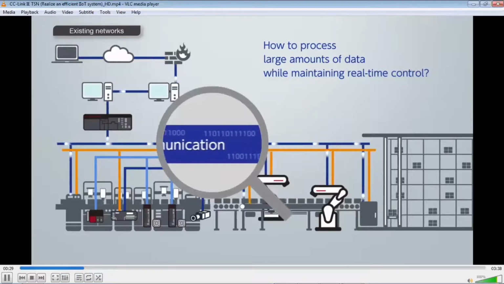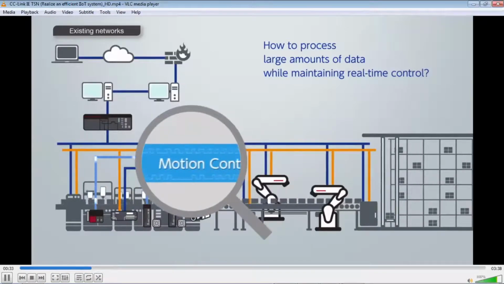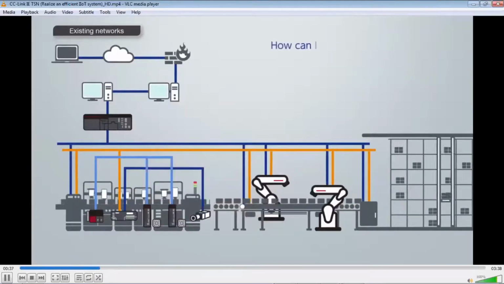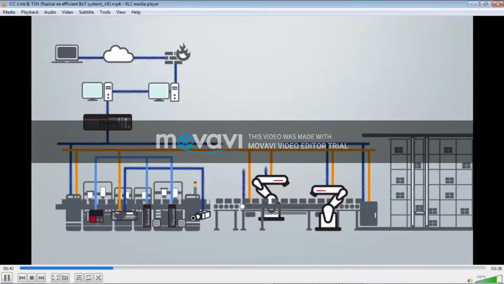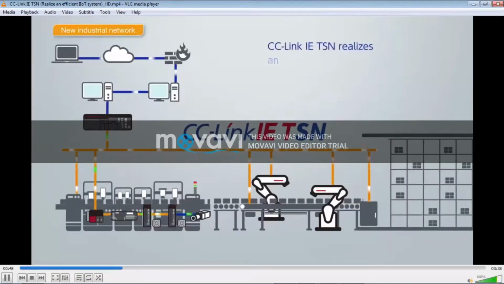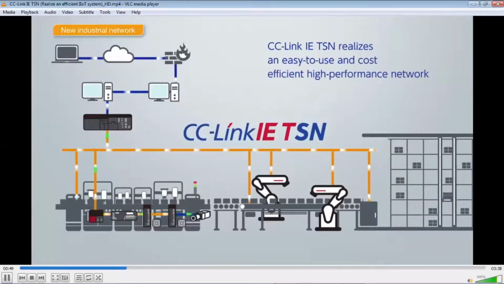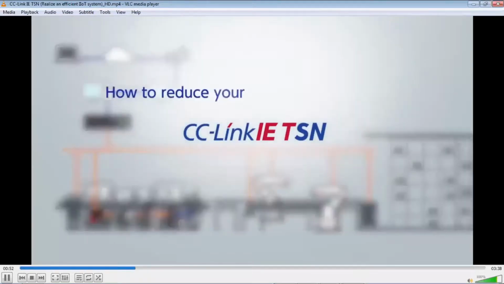So this comes under Industry 4.0. There is IT communication, motion control, and different kinds of equipment connected differently. But what does TSN do with this? If you can see, everything has come into a single cable, a single Ethernet cable. So Mitsubishi is the first to implement this CC-Link IE TSN, which is very well used in Industry 4.0.